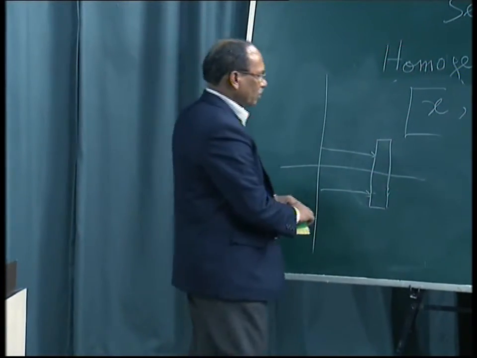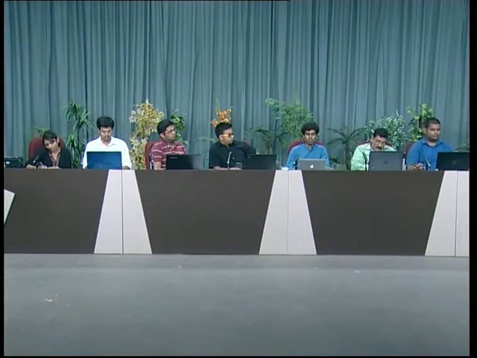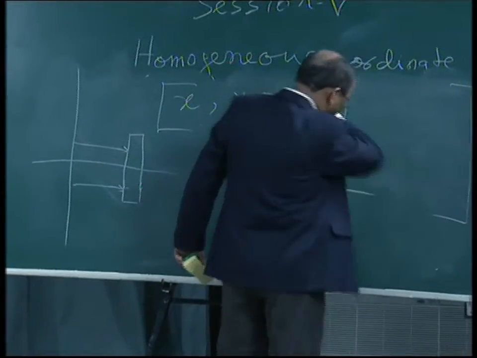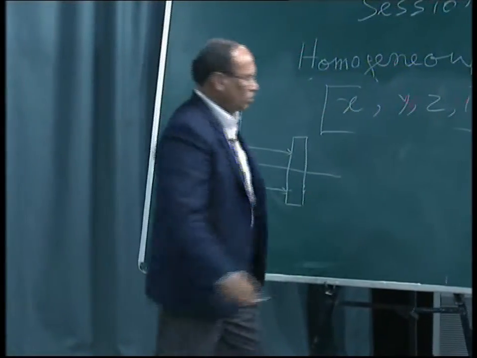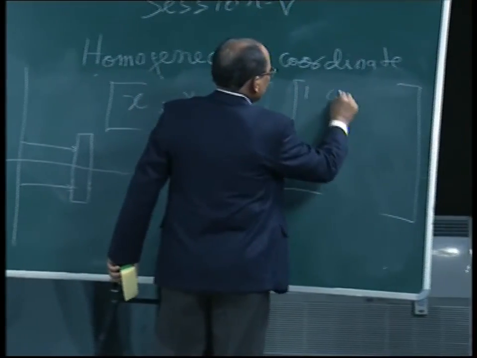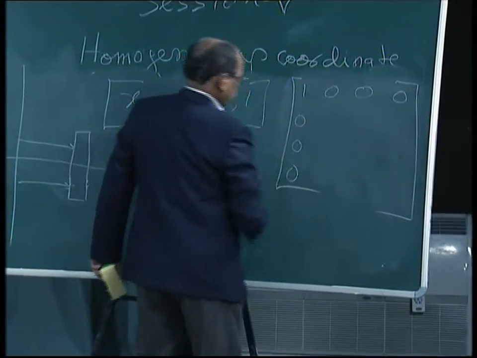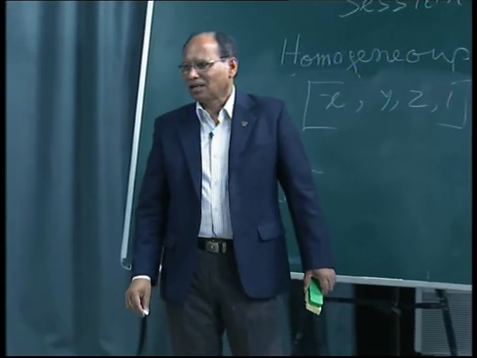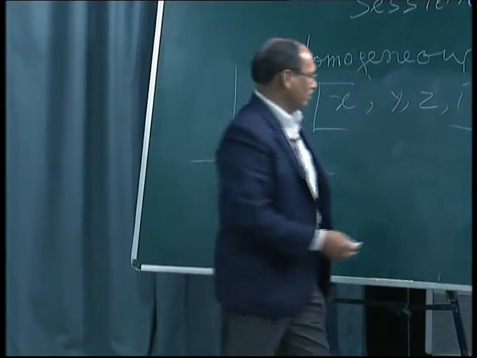So what will be our rotational matrix in this case? X remains the same. So how can we do that? 1, 0, 0, 0, 0, 0, 0. This will be there, and I want to rotate yz. So how can we do that?